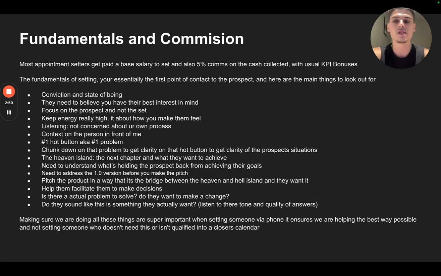So the fundamentals of setting: you're essentially the first point of contact to the prospect, and here are the main things to look out for. Conviction and state of being. You want to be fully convicted on a set call. You know what you're talking about, you know what you're doing, and you want to have a really strong, happy state of being. They need to believe you have their best interest in mind. You almost need to imagine that you have your arm around them, and you're speaking to them like their brother or sister, guiding them through this journey to transform their life, or whatever the offer is.